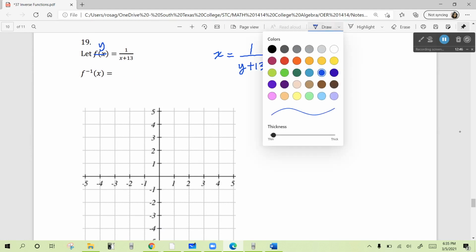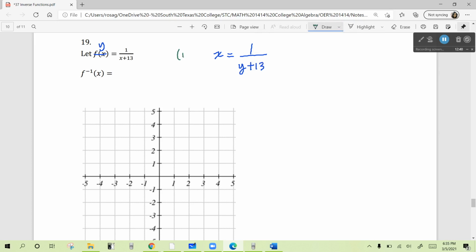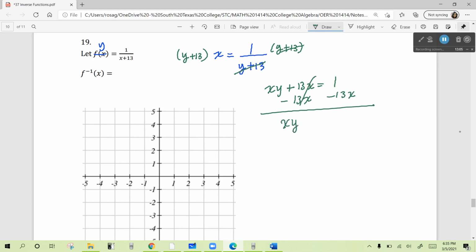So I'm going to do that, and then I'm going to get rid of the fraction. So I get xy plus 13x equals 1. I'm solving for y, so I'm going to move this one and divide by x. So the inverse of x equals 1 minus 13x over x.